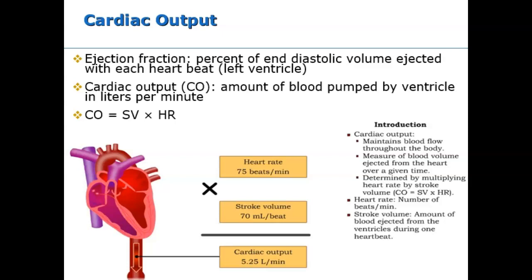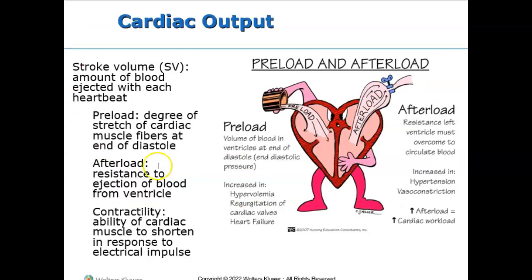Now we need to go over preload and afterload. So stroke volume, we already talked about. Preload is the degree of stretch of cardiac muscle fibers at the end of diastole. So it's in there and it's relaxed. Afterload is the resistance to the ejection of blood from the ventricle. Contractility is the ability of cardiac muscle to shorten in response to electrical impulse. So all of those are going to affect how your heart is working.